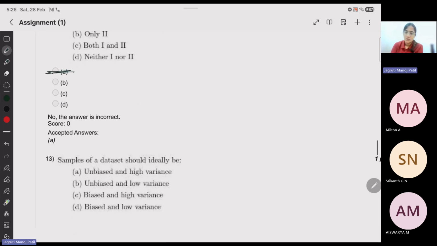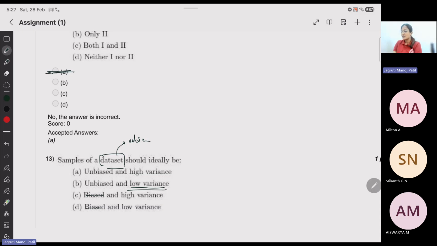Samples of a data set should ideally be what? If you have a big data set, you'll always feel that the samples or the data that you're getting are not biased, of course. The biased ones are always crossed out here and they have a higher degree of variation. It need not always be that you have a lesser variation. It might also be wrong in that case.